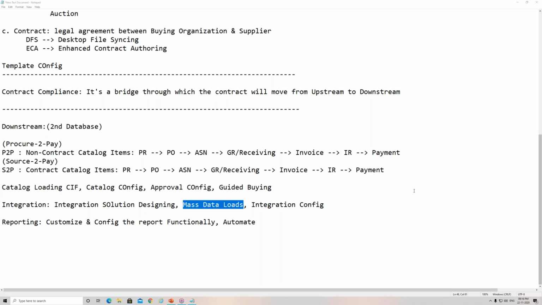Okay, so I think there is one question from Kishore. Why can't we do H2P in upstream instead of doing it in downstream?